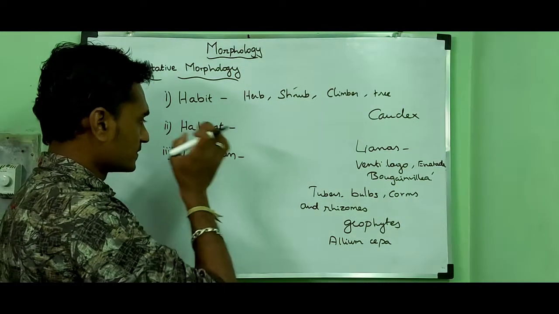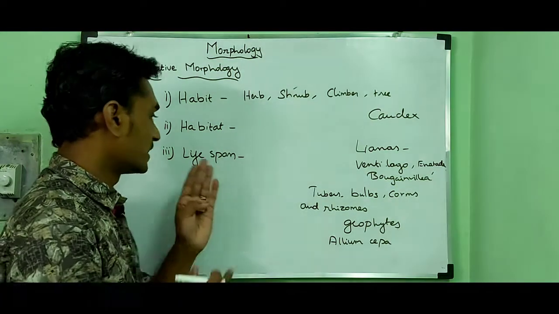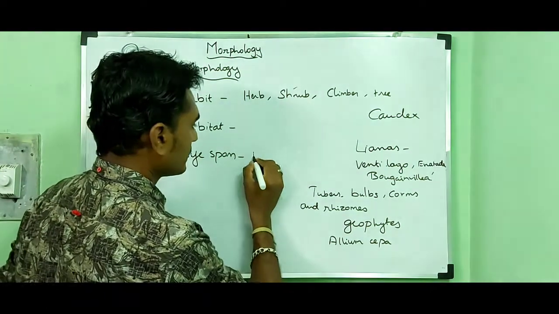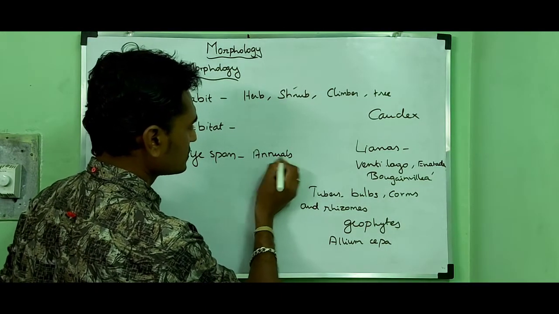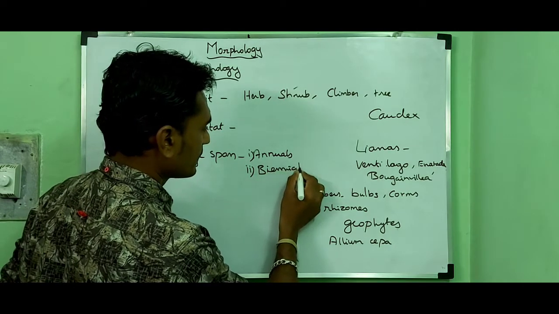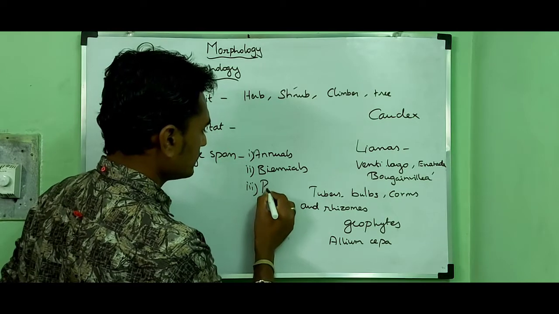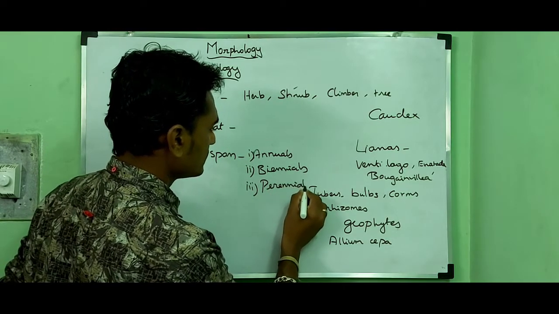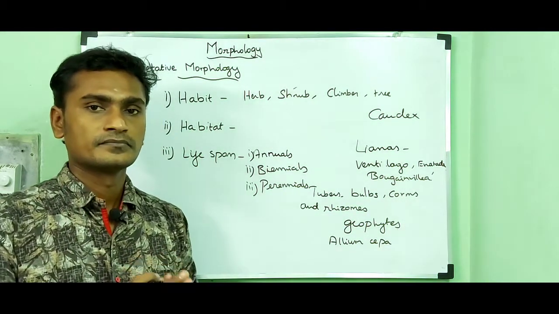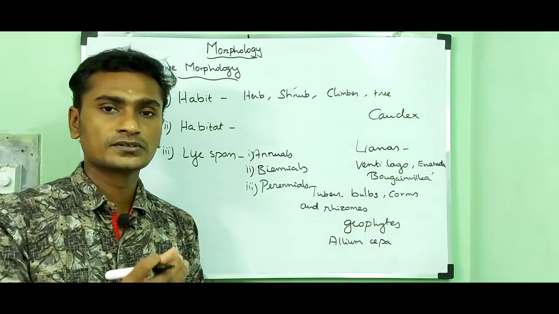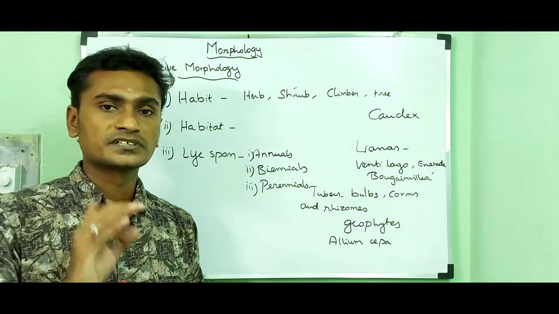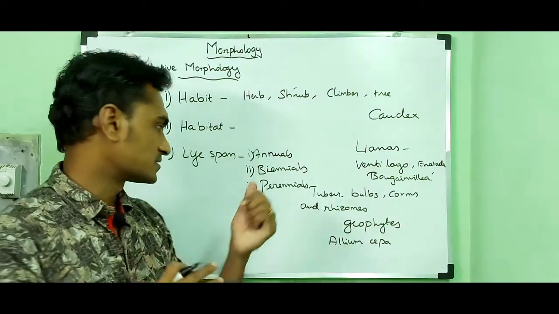Then life span. According to the lifespan, the plants can be classified into 3 types. Annuals, biannuals, then perennials. So annual means the plant lives only one season. இந்த ஒரு சீசன்ல Vegetative growth and the reproductive growth is completed. In one season, the vegetative and reproductive growth is completed, and that type of plant is called as annuals.